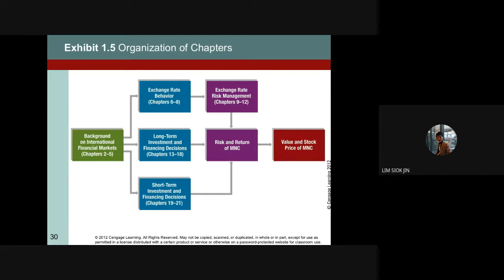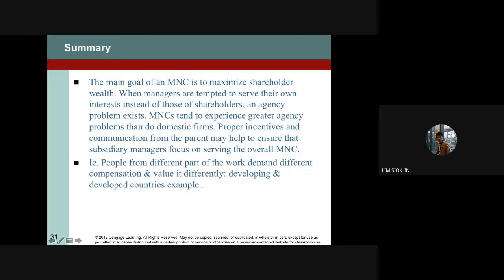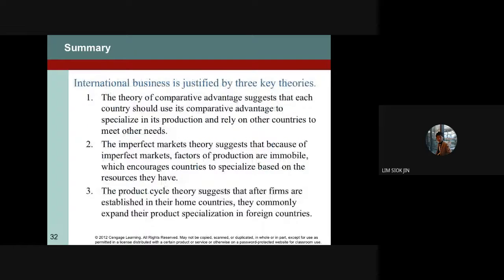So in the following chapters, we will talk about the background of the international financial market from chapter 2 to 5, and then the rest. But the main thing is to focus on the valuation of MNCs, multinational companies. The summary of the whole chapter is at the end of the slides.